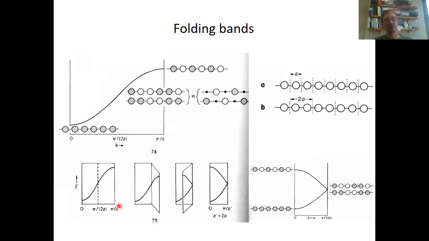So graphically this is depicted here. Here we have our original band running from 0 to pi over a. Now if we double the unit cell, our band will fold and will actually look like that. So now our most anti-bonding orbital, which is this one here, will not be at the position pi over a anymore. It will be at the position 0. So that's a consequence of doubling the basis set of the wave function.